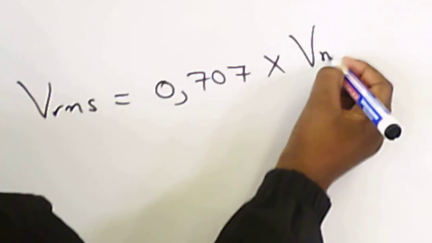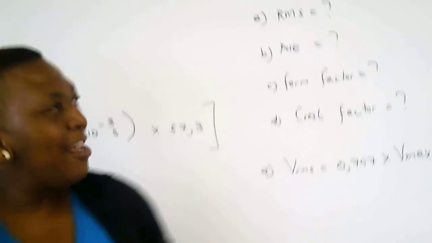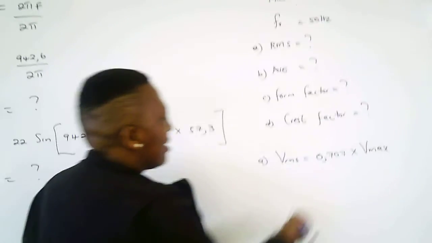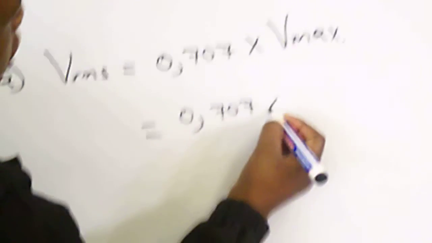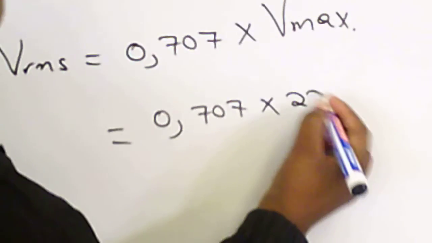You multiply it with the V maximum. We are talking about the voltage. The SI units are very important. They will tell if it's the voltage or the current. So here you will calculate 0.707. You multiply with the V maximum. From your data it is given as 220 volts. Then you do the calculation and you find the answer.